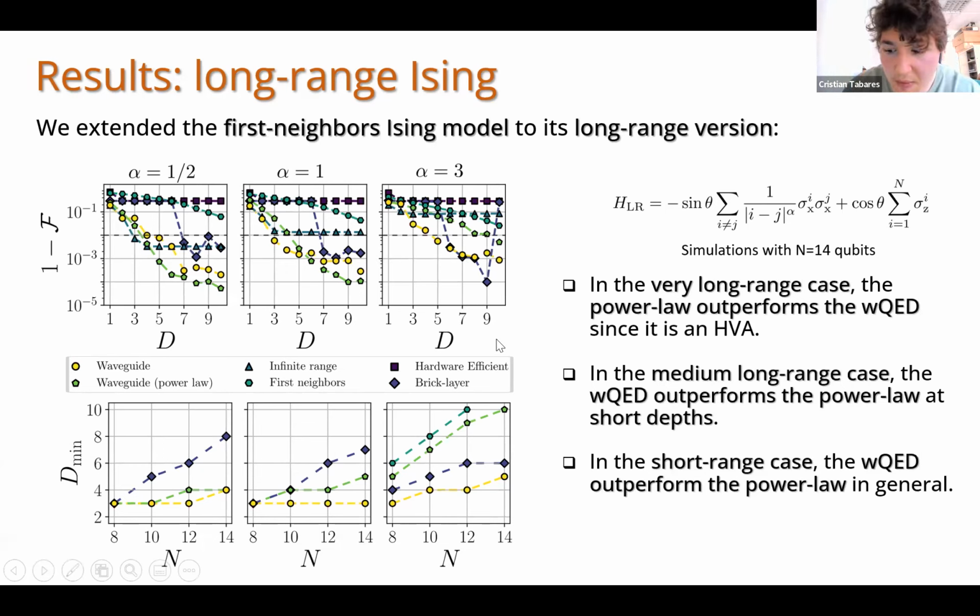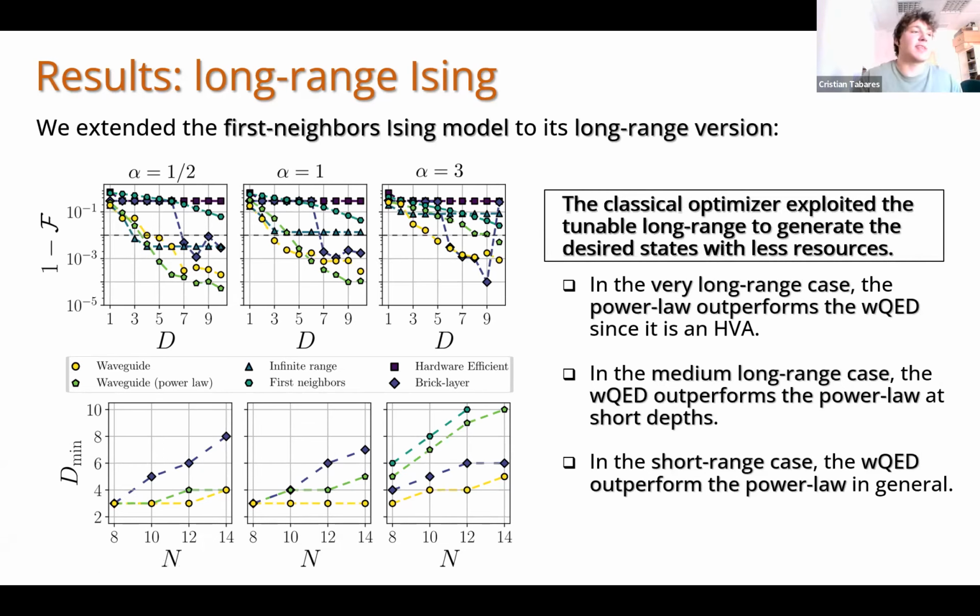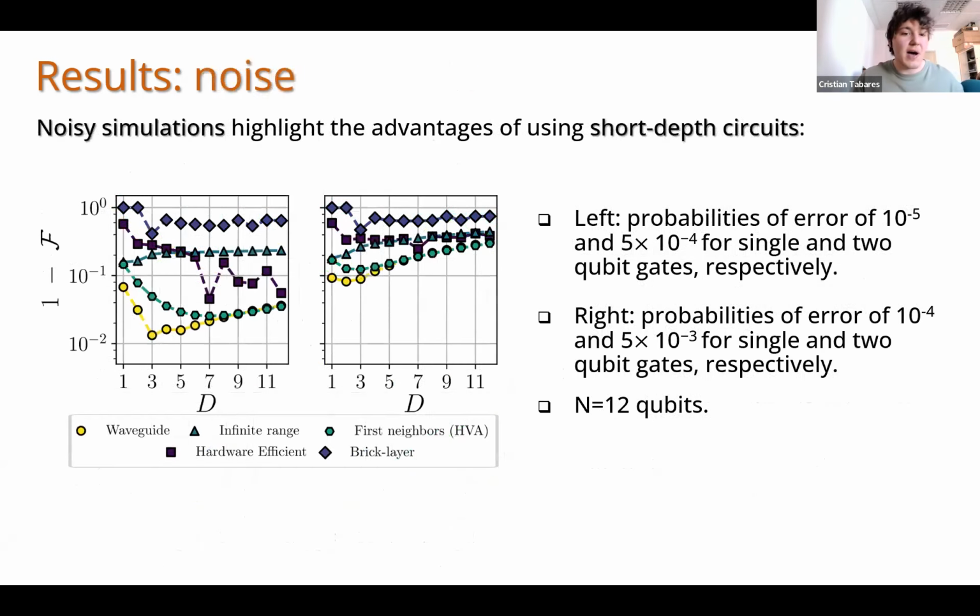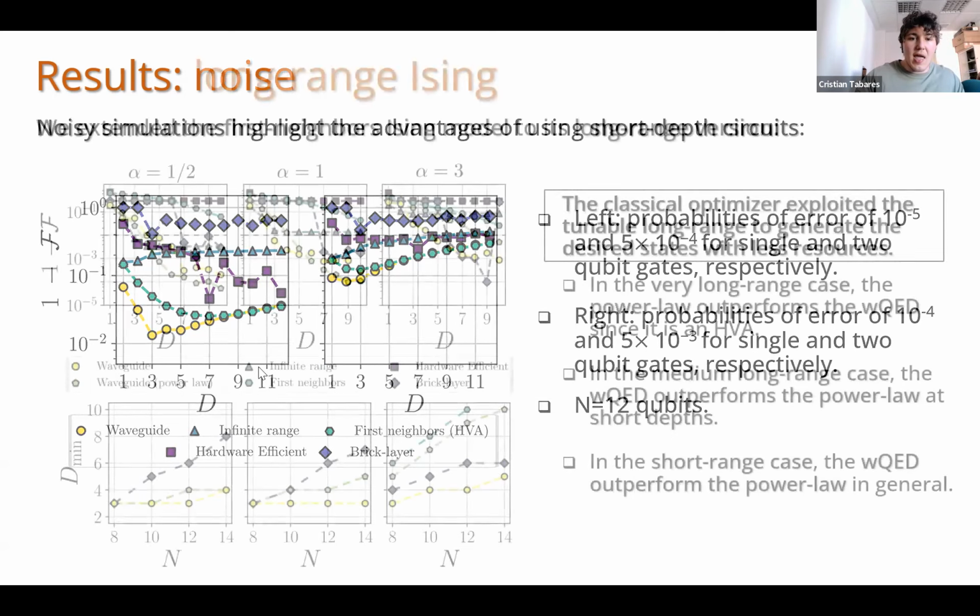So more or less in summary, we see that this classical optimizer allows us to exploit the tunable long range, and we can use it to generate the desired state with fewer resources, in this case with fewer layers. I only want to discuss this briefly because I have no time, but this survives when we include noise. These results are for noisy simulations, in which we consider a realistic model of noise, including some probabilities of error in the single and 2-qubit gates.